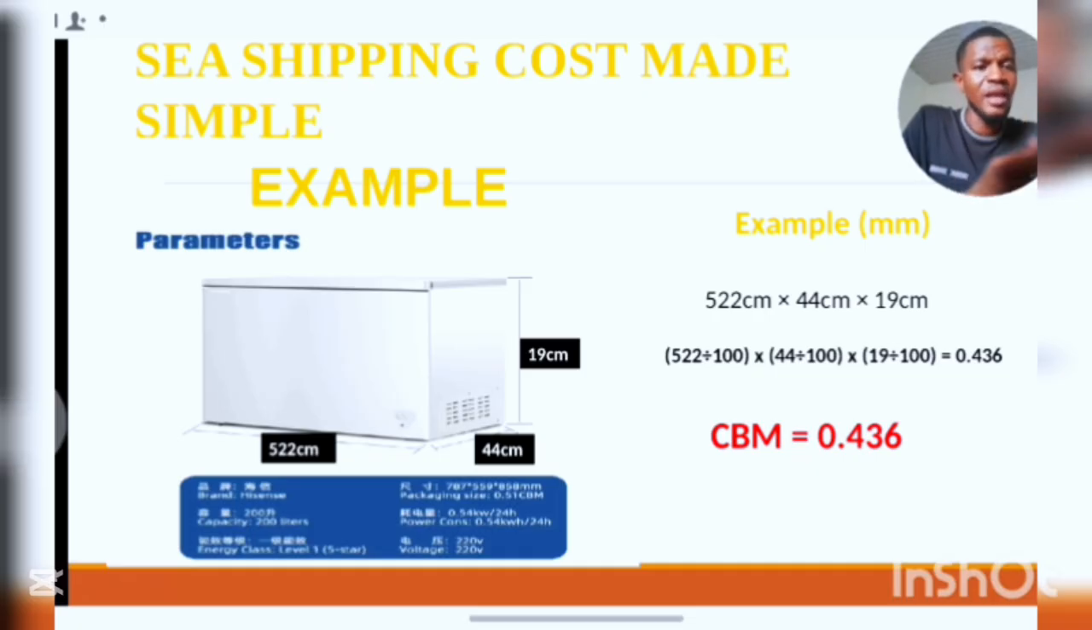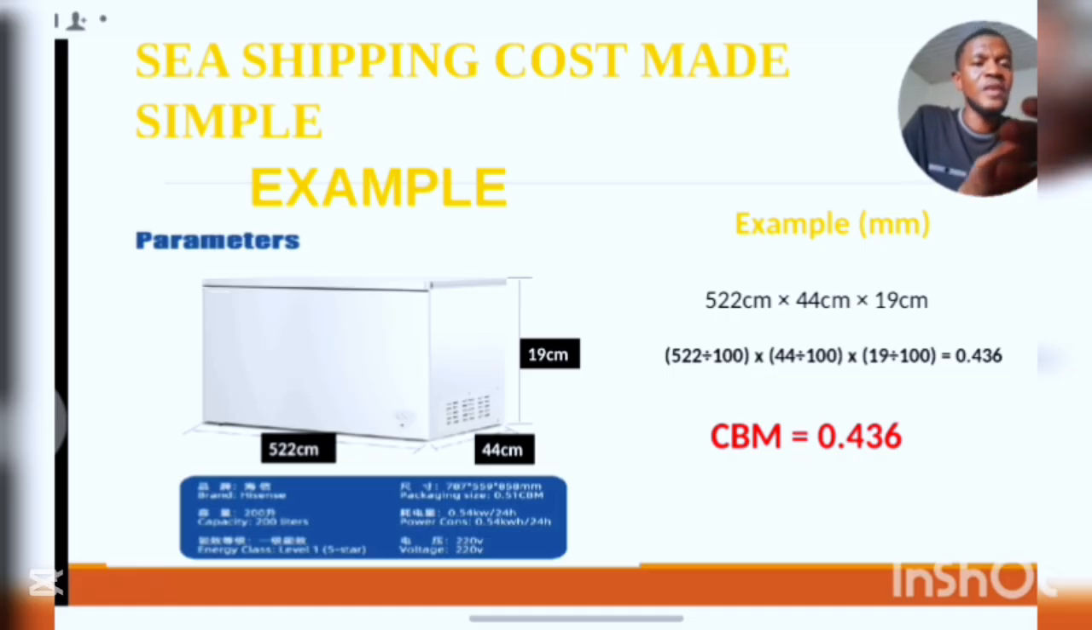The same thing: you are going to multiply the length, the width, and then the height together, and then you are going to divide. Because they are in centimeters, you are first of all going to divide them by 100. The answer that you get, you multiply it. Now the same thing is what we did here, and our CBM now is 0.436. So this becomes the CBM of this particular freezer.